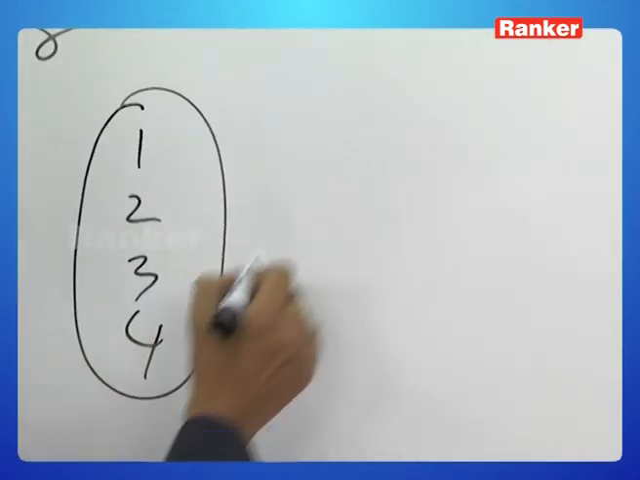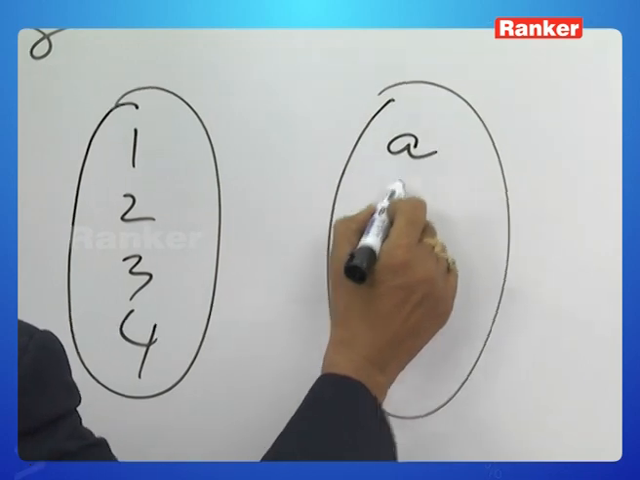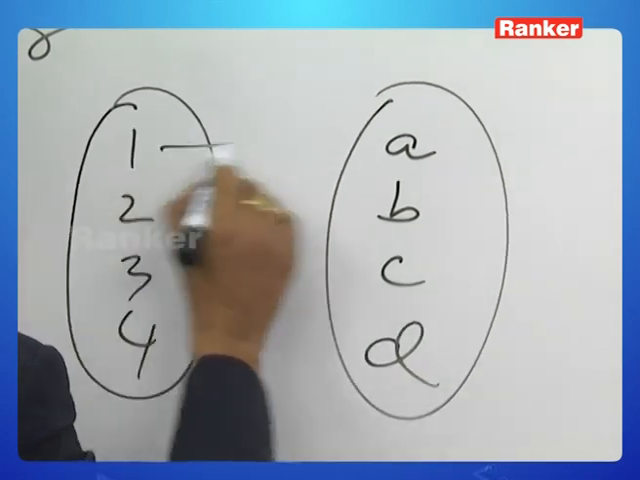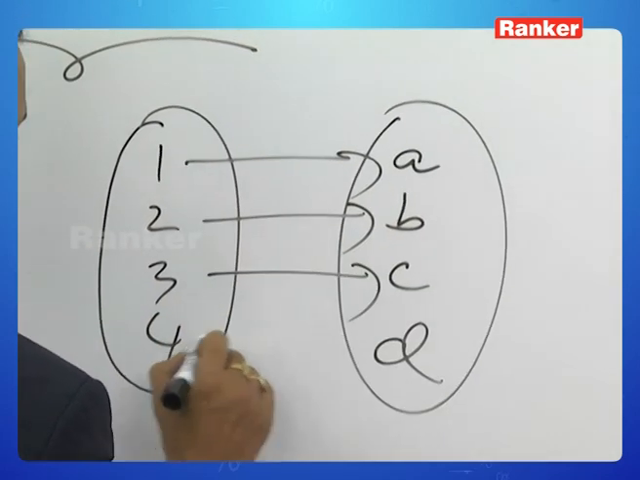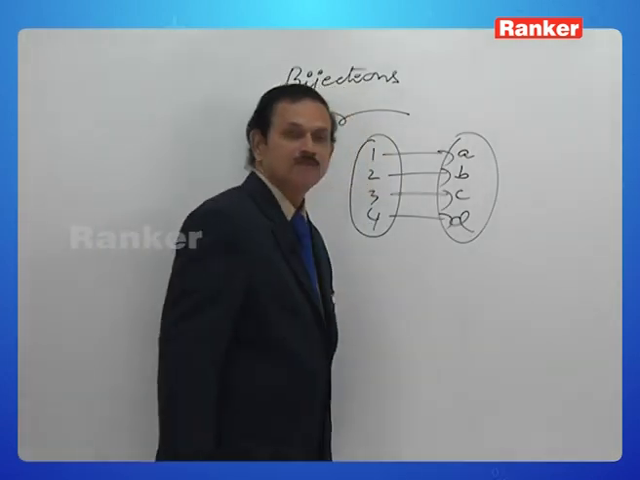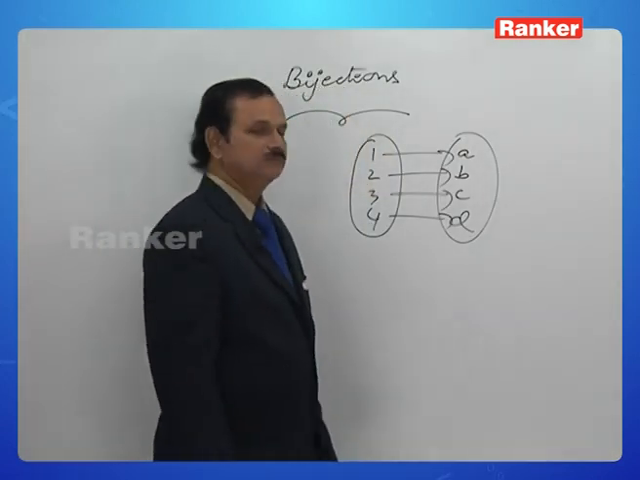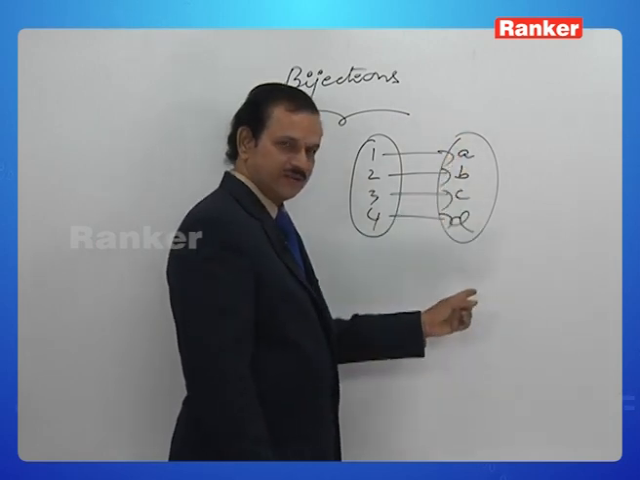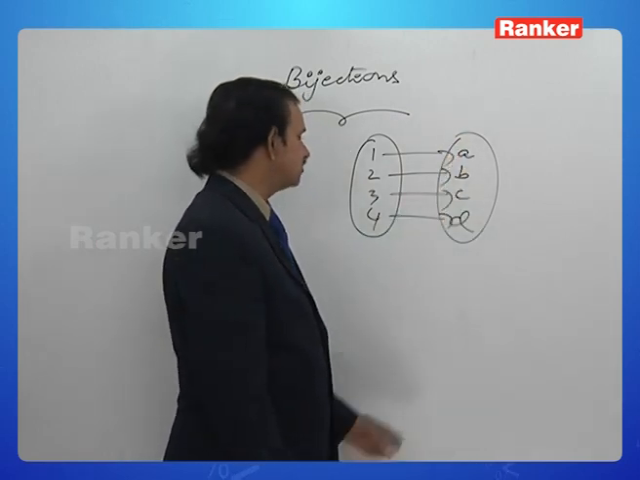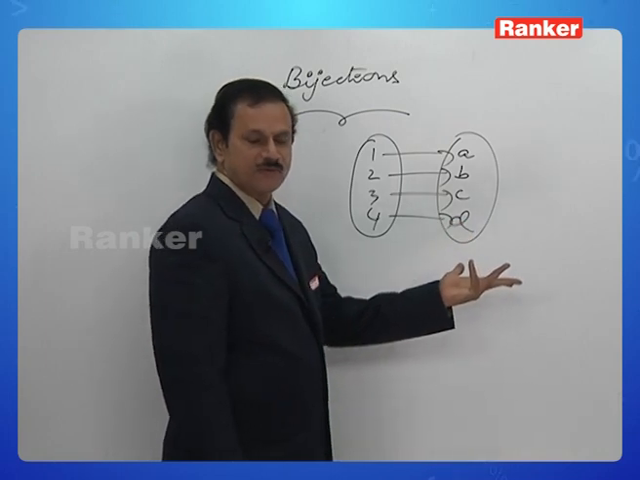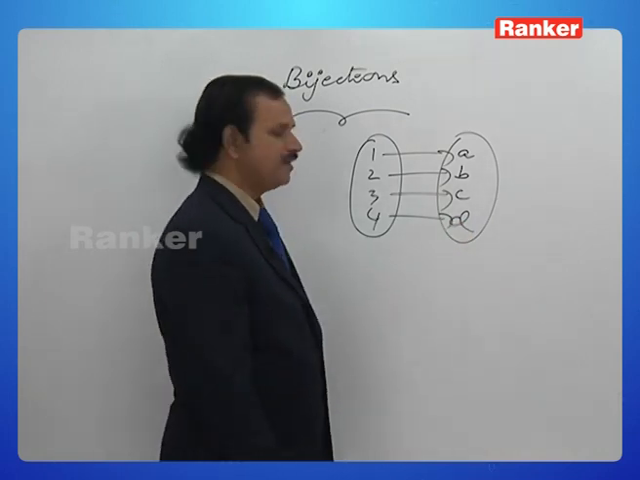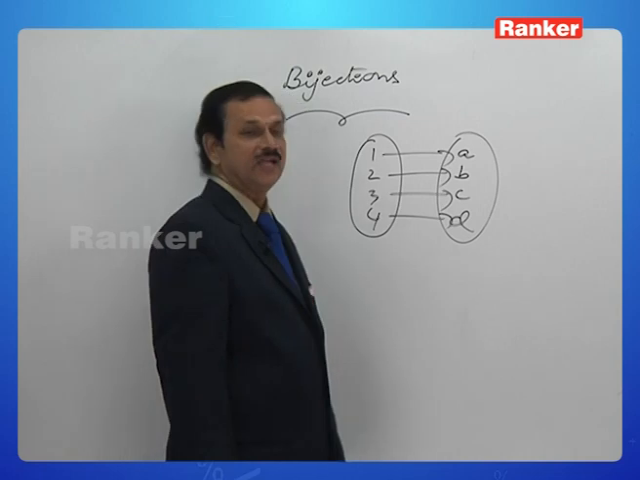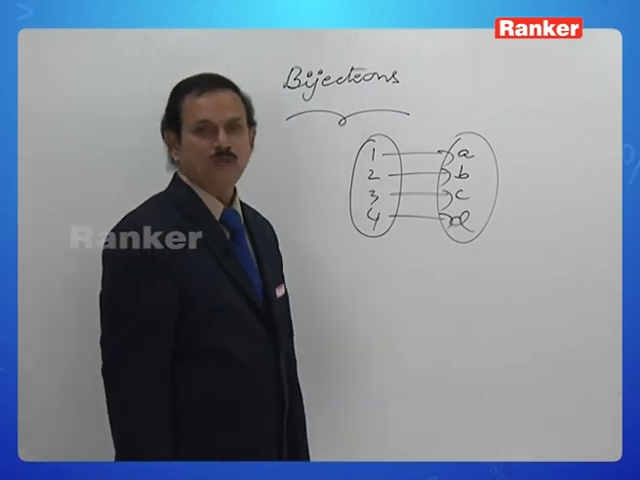You observe in the case of finite sets A, B, C, D: 1 to A, 2 to B, 3 to C, 4 to D. It is one-one because the number of elements in the domain is 4, and the number of elements in the range is 4. It is onto because domain is equal to codomain is equal to range. It is both one-one and onto, hence it is termed a bijection.